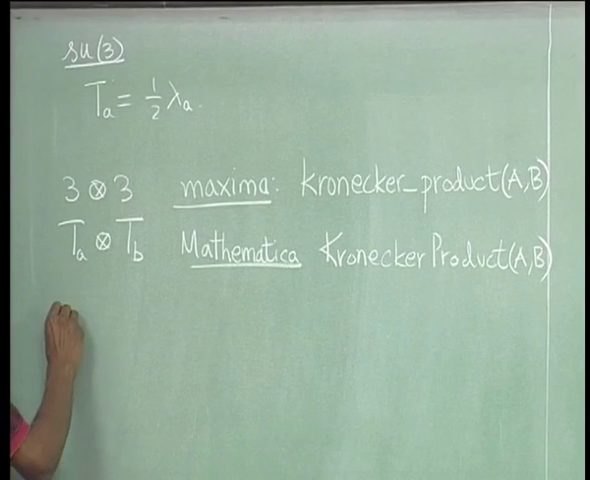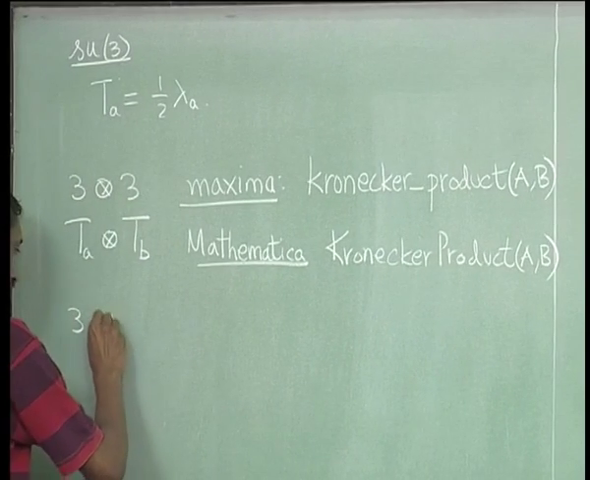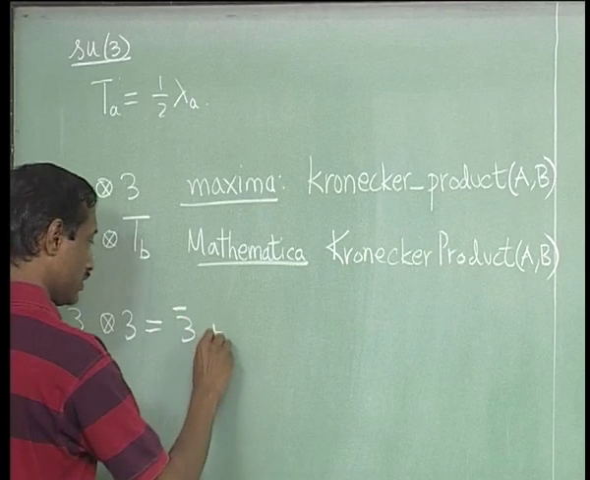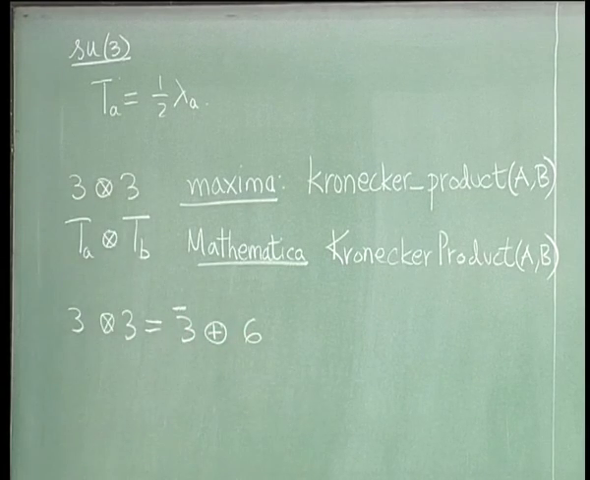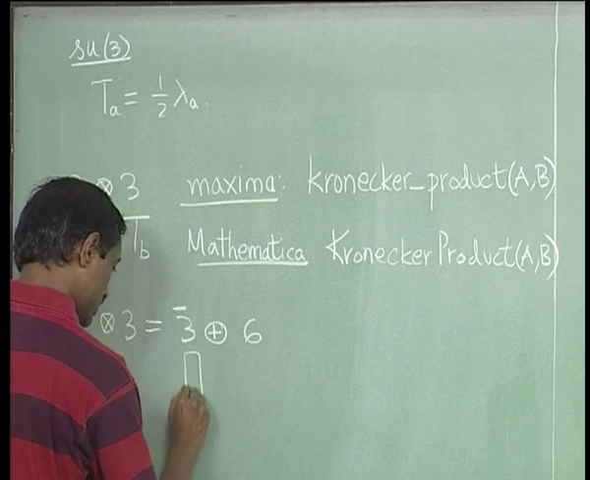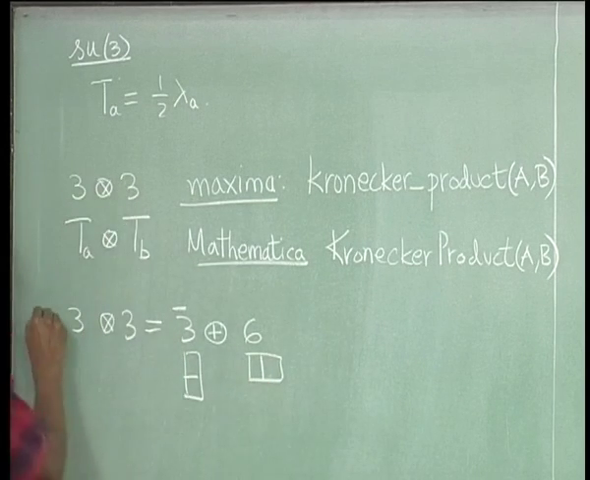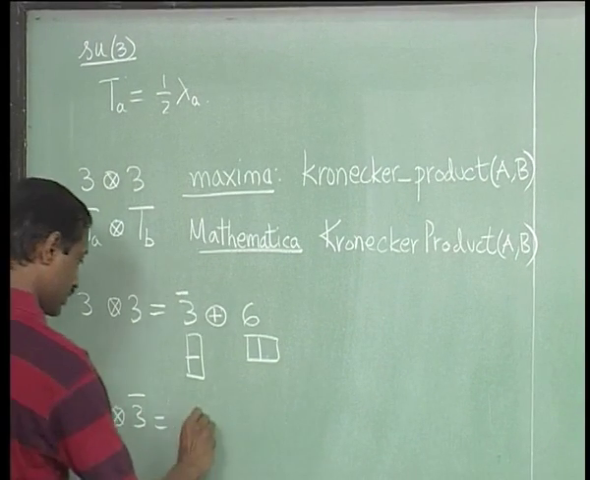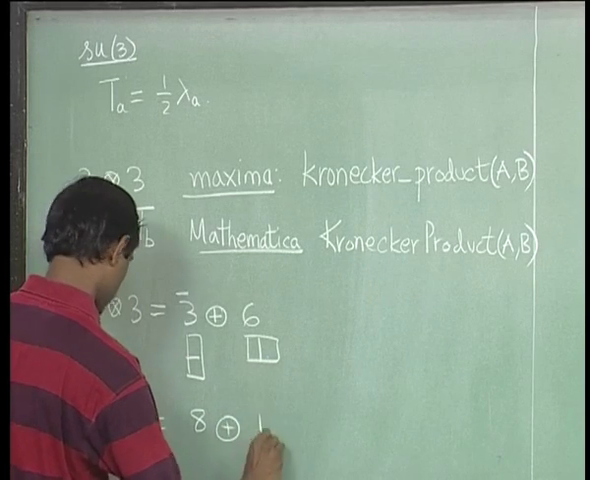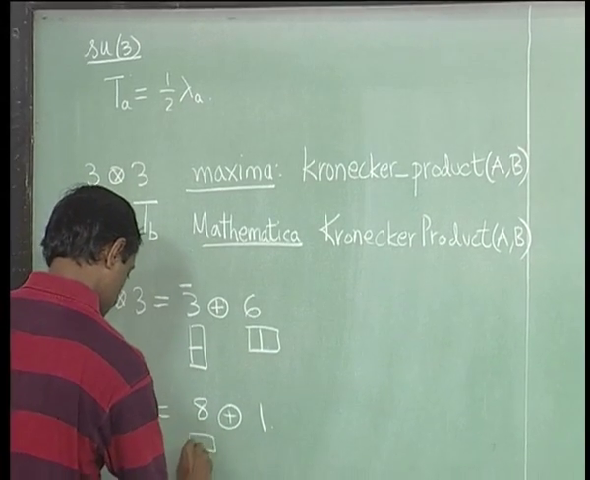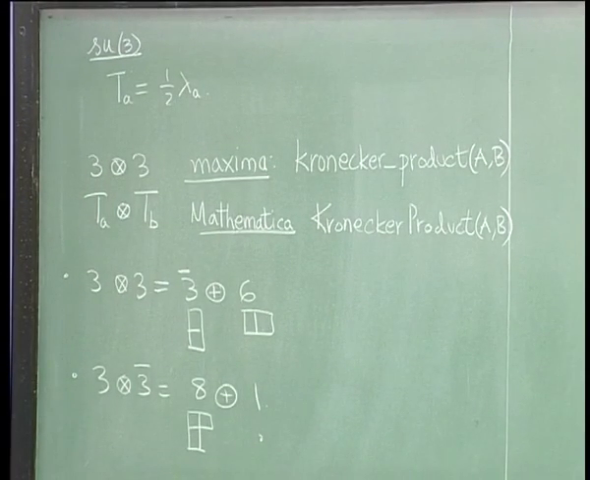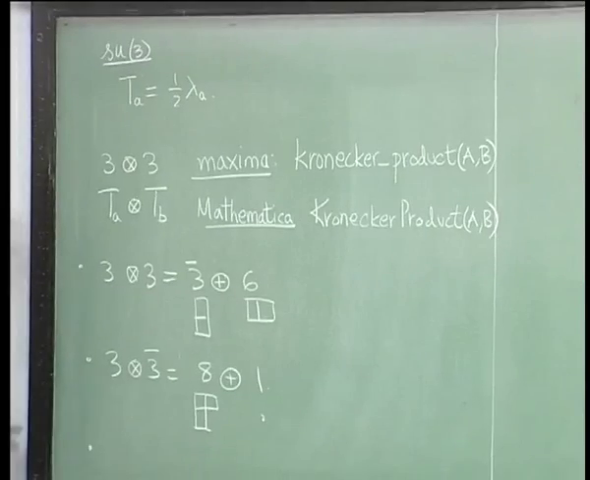At least the least you could do is, what were the things we showed? 3 tensor 3 is equal to what? 3 bar plus 6, right? And what was the 3 bar was this, and this was this. We also worked out 3 tensor 3 bar, and that was the easiest, 8 tensor 1. So 8 was this, and this is just a dot. So these two are easy to do.